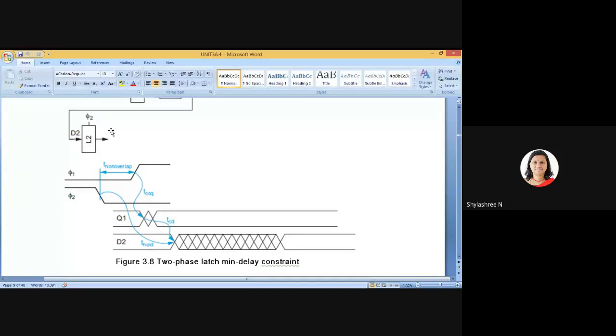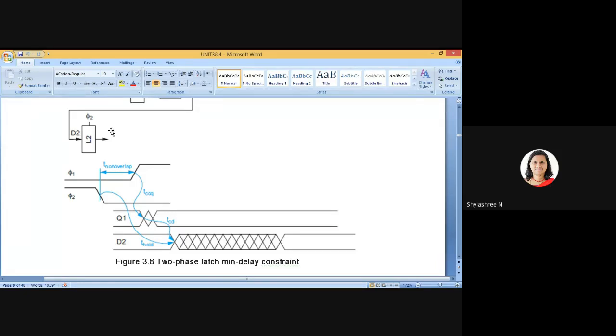In the first cycle, in the first half cycle there is combinational logic circuitry, and in the second half cycle also there is combinational logic circuitry. So the contamination delay constraint is applied to each phase of the logic for a latch based system, but for the entire cycle of logic for the flip-flop based system.